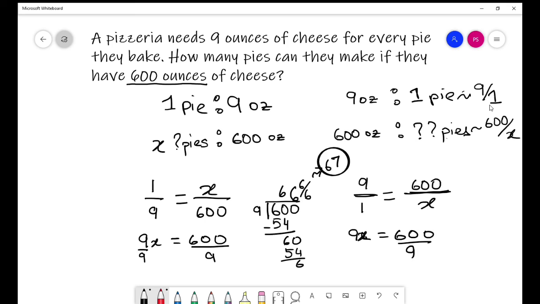But the point is that if this pizzeria has 600 ounces of cheese, it can bake roughly 66 pies or 67. Now technically they would be able to bake only 66 pies because there is something you need to understand, that the 600 ounces of cheese can help them make 66 whole pizzas and then 6 over 9 of another pizza, or basically 2/3 of another pizza. But because we deal with pizzas in whole, the maximum number of full pies they can bake will be 66.